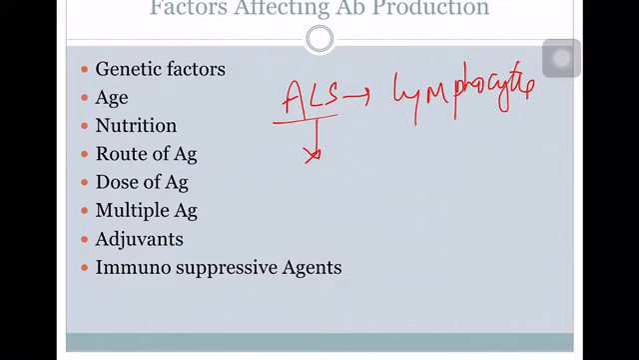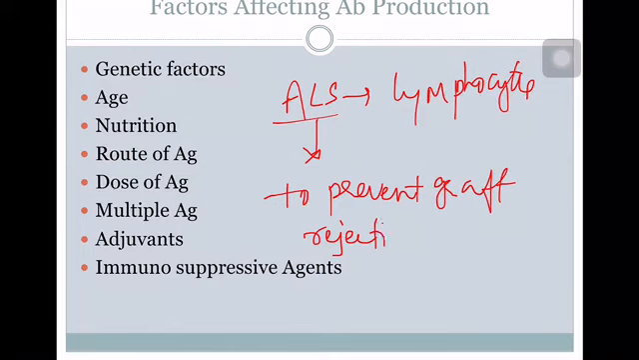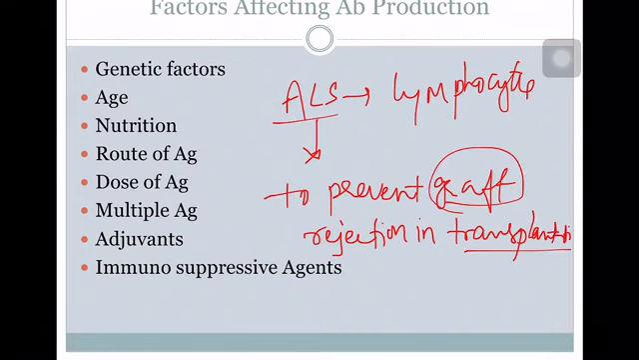They are also majorly used to prevent graft rejections in transplantation. Grafts are the tissues or organs transplanted to another person, and then there will be a rejection. So, to prevent such rejection in transplantation, these immunosuppressive agents are used to suppress the immune responses.